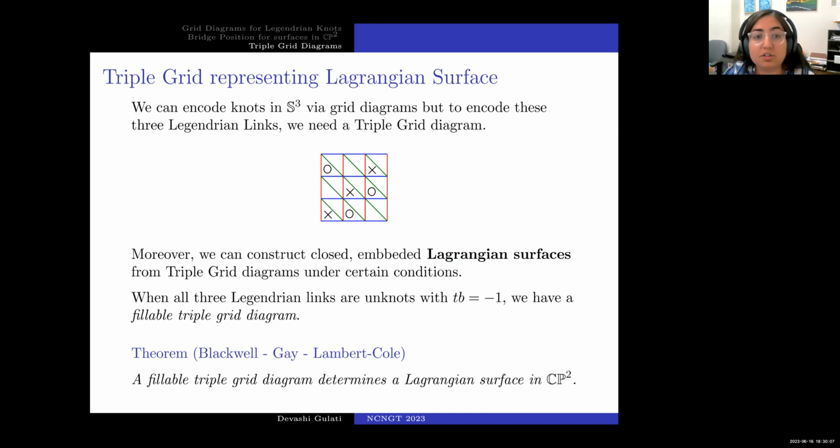Moreover, we can construct closed embedded Lagrangian surfaces from triple grid diagrams under certain conditions. When all three Legendrian links are unknots with Thurston-Bennequin number -1, we have what is called a fillable triple grid diagram. There's a theorem by Blackwell, Gay, and Lambert-Cole which says a fillable triple grid diagram determines a Lagrangian surface in CP2.